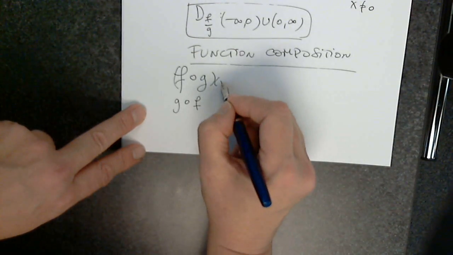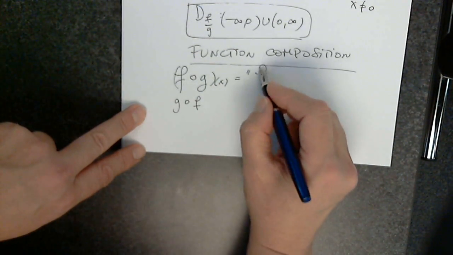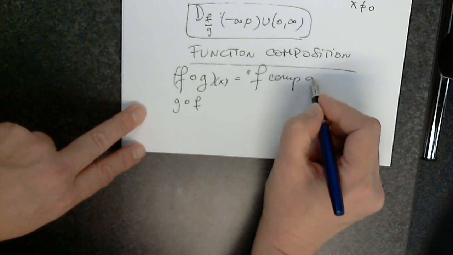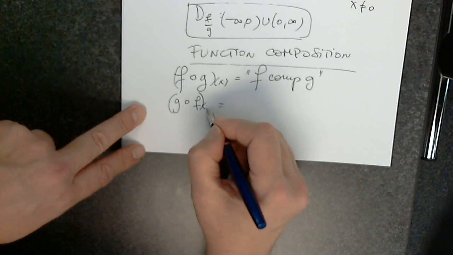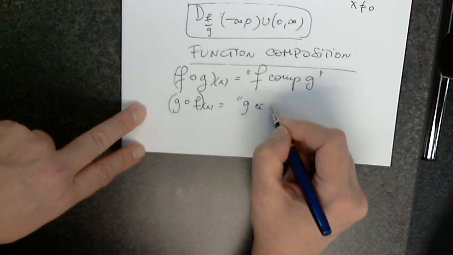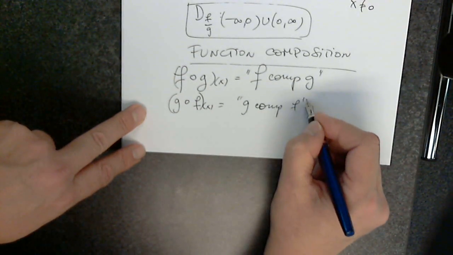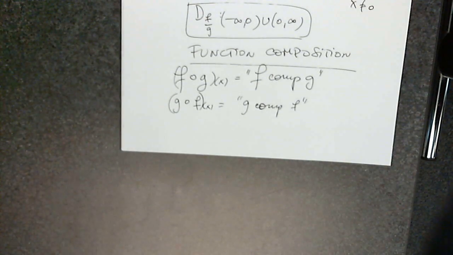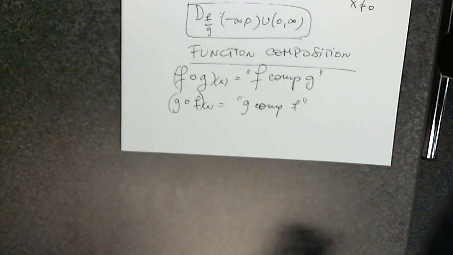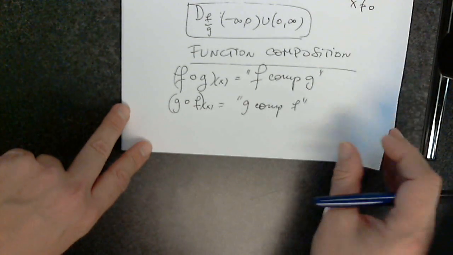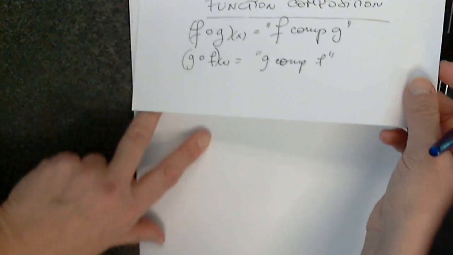Of course, this is not the way we read it, but F comp G of X. And this one will be G comp F. In other words, the composition of F and G or the composition of G and F. Are they different? Yes. Will they ever be the same? Yes. In a very specific situation, which occupies the entire section 2.7.